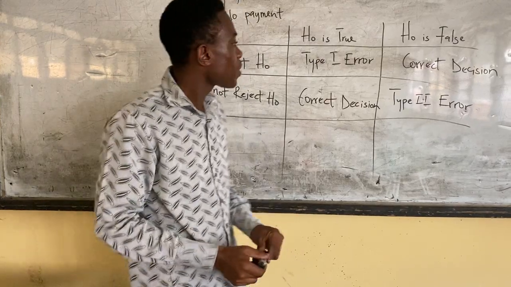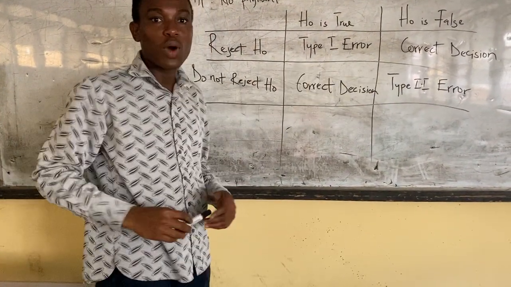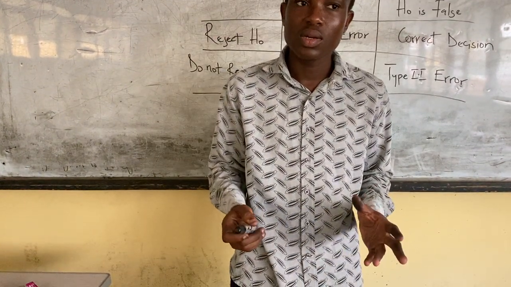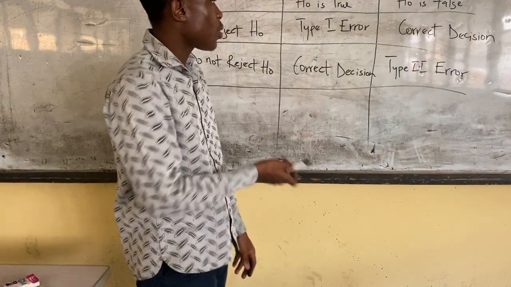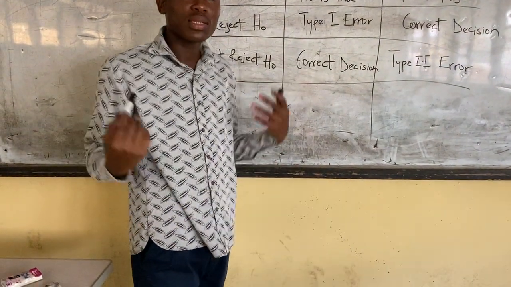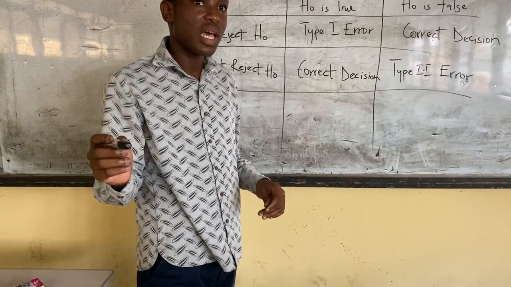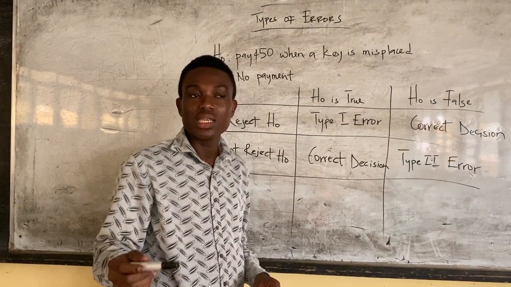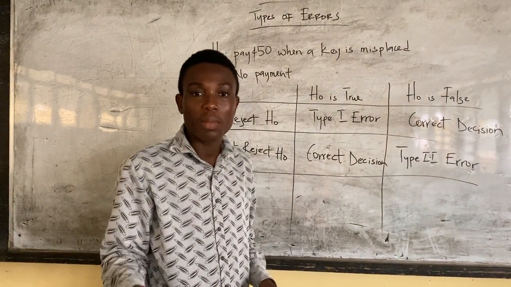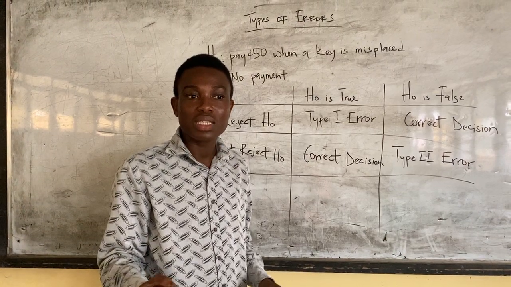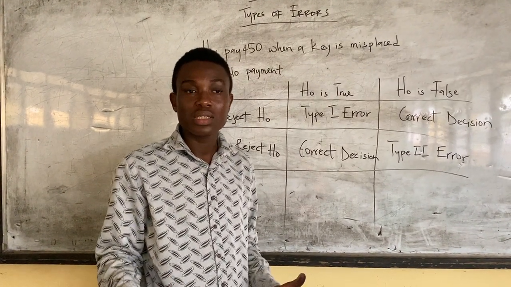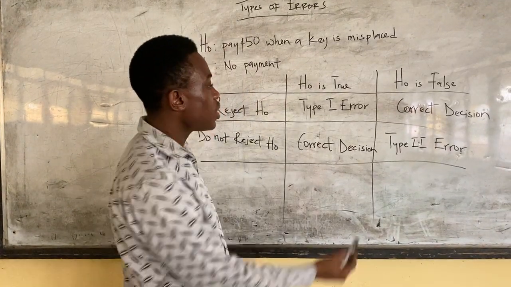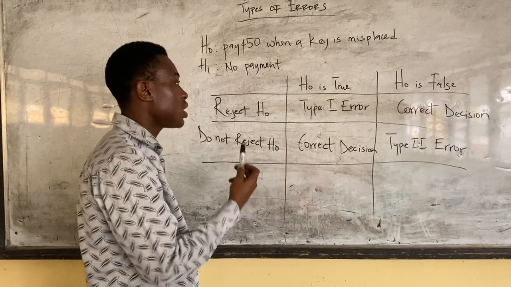So you realize that the type 2 error is more serious than the type 1 error. Because if you misplace your key under normal circumstances, you are supposed to pay the 50 cedis. But then we decide not to make you pay by committing a type 1 error. So that one, you know you are supposed to pay and you didn't pay. So it's not serious. But if you take the type 2, you have not misplaced the key, but you are made to pay the fine or the amount. So that one is serious because you are not supposed to pay, but for whatever reason, a payment is now being demanded from you. So that's a type 2 error. So a type 2 error is more serious than a type 1 error.